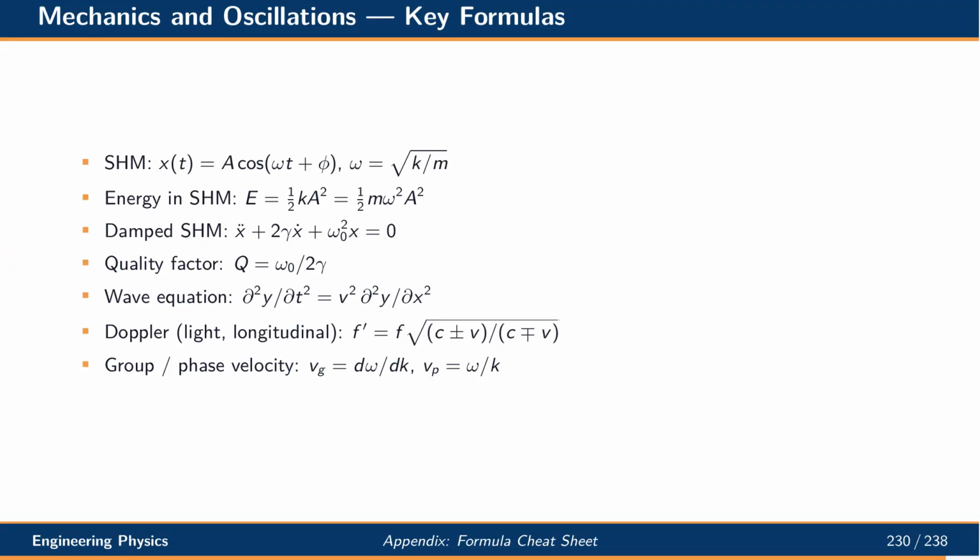This formula sheet summarizes mechanics and oscillations. It includes the standard SHM solution, energy in SHM, the damped SHM equation, and the quality factor. The general wave equation is given, with the longitudinal Doppler formula for light, and the relation between group and phase velocities. These formulas are essential for problem solving.